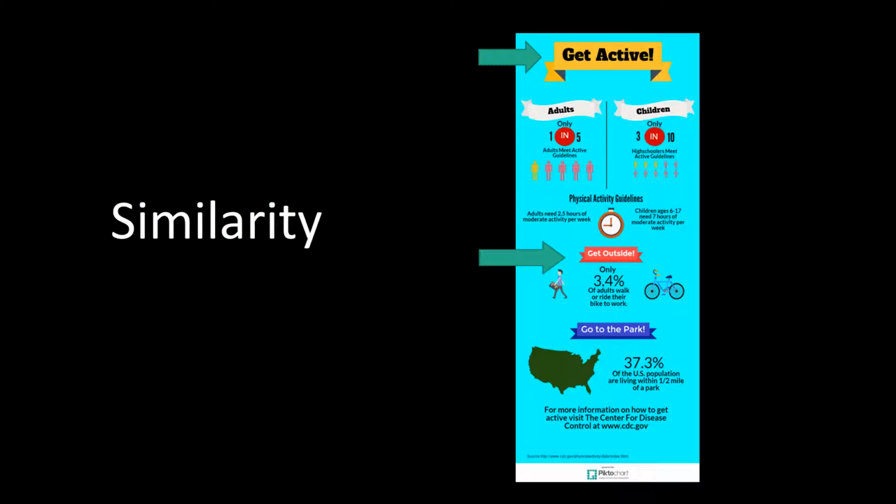The next thing that I did was use similarity. The first similarity that I used was using similar fonts. I used similar fonts on each of the banners, and I used similar fonts when providing more information in each of the sections. The next similarity that I used is ribbons or banners to designate each section. The information in each section is also similar. It shows how adults and children are similar to each other by showing the comparisons between the two.